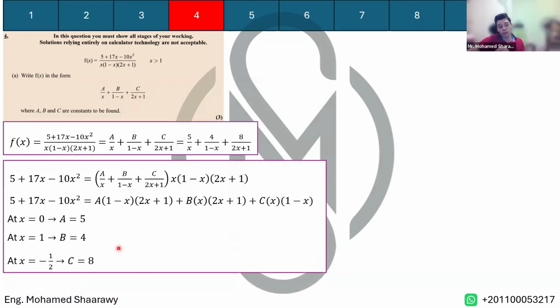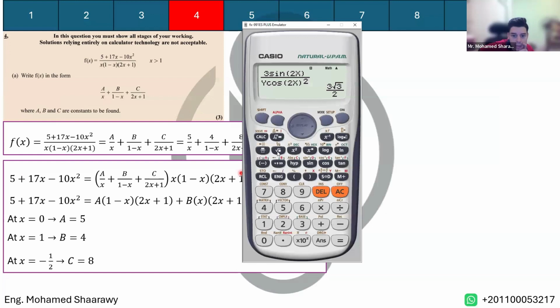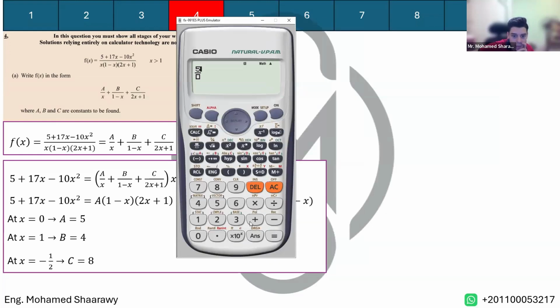Okay, a very good way in order to check whether these values are correct or not, we can use the hide property. So what does that mean? Okay, let me write this first and I'll explain it. 17x minus 10x squared all over x multiplied by 1 minus x multiplied by 2x plus 1.